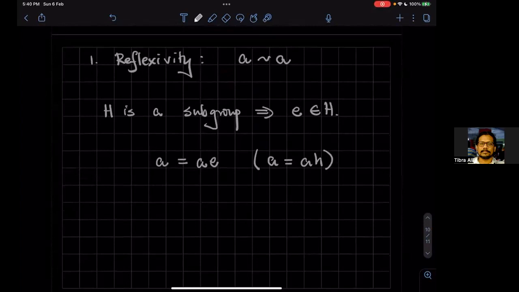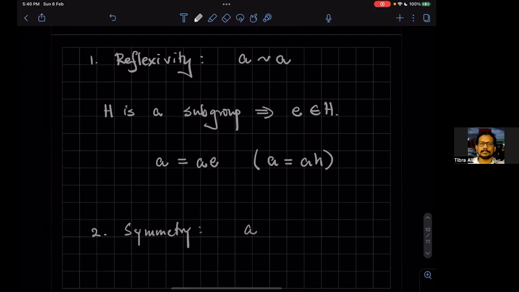Maybe I should have written B here, but it's almost trivial, but actually it's not. So that means that we have proved that A is equivalent to itself. Sorry, the reflexivity property is satisfied. Number two is symmetry.